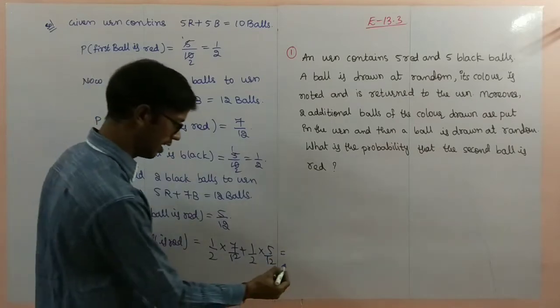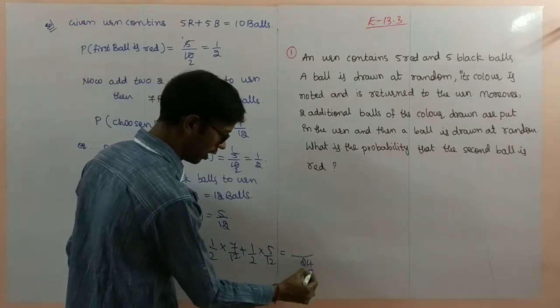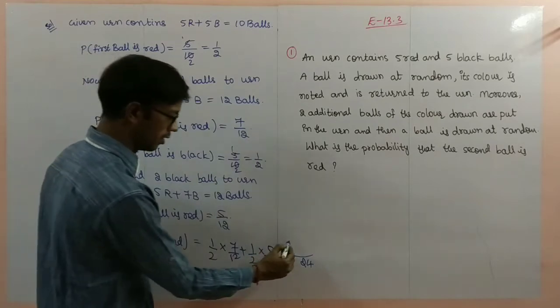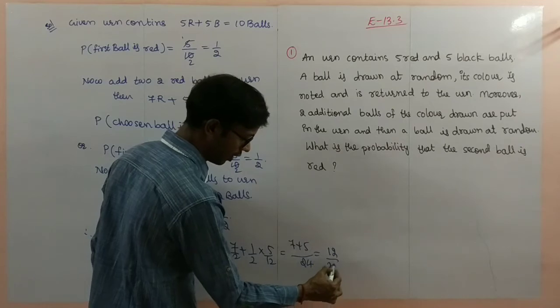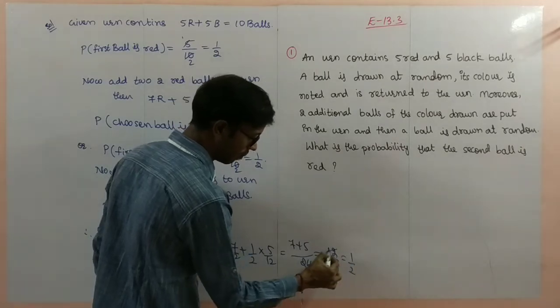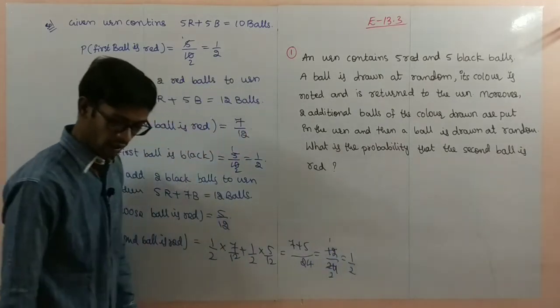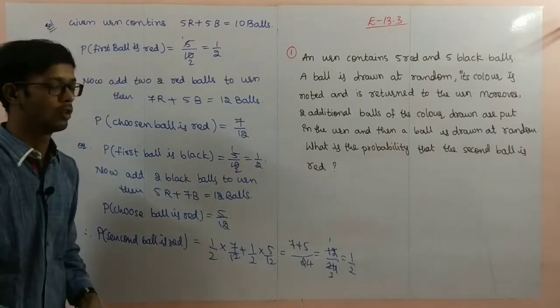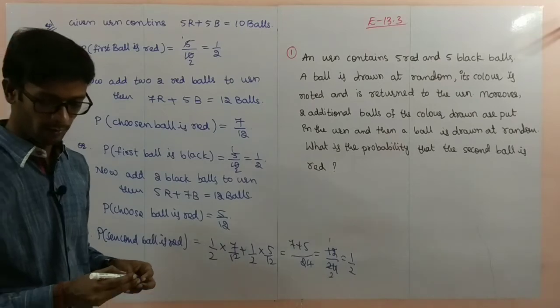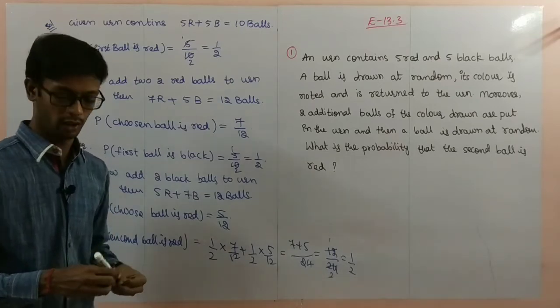So total LCM is 24. You will get 7 plus 5, 7 plus 5 is 12 by 24. That is 1 by 2. 1 by 2 is the total possibility. Total probability is 1 by 2. So pause the video to note it down.